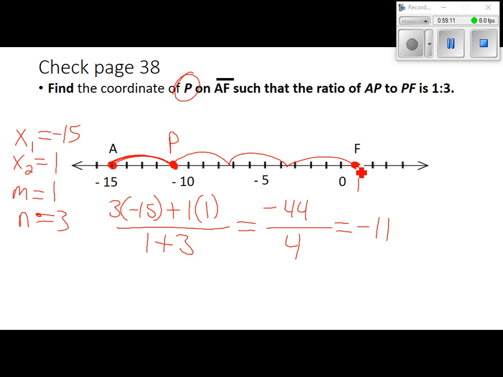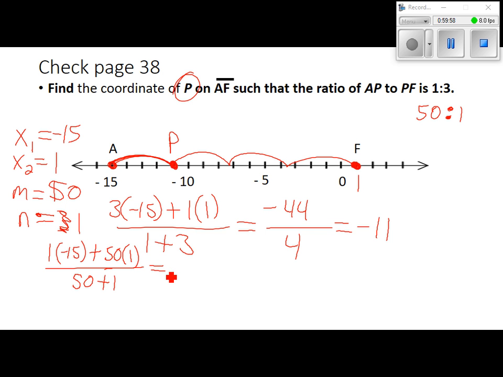Can you do 50 parts and 1 part? Yeah, that's what you produce. So if you wanted it 50 to 1, our M here would be what? 50, our N would be 1, and then in our formula, we have our N is 1, so 1 times negative 15 plus our M is 50, times 1 over 50 plus 1, and that would be 51 on the bottom.